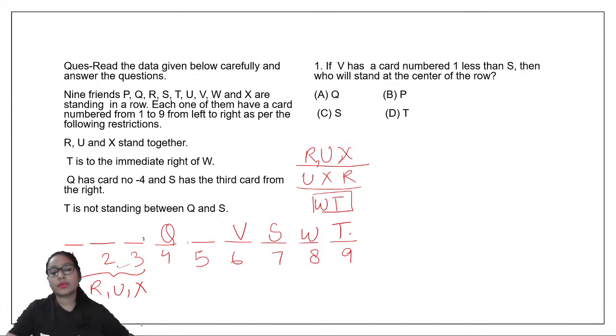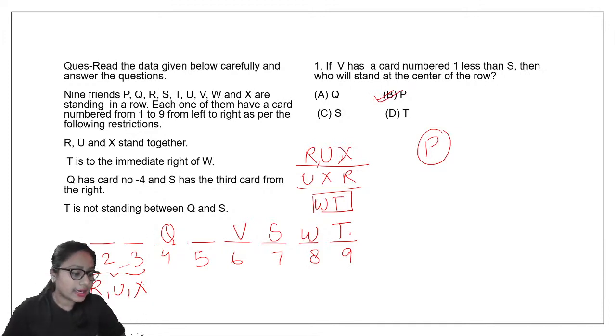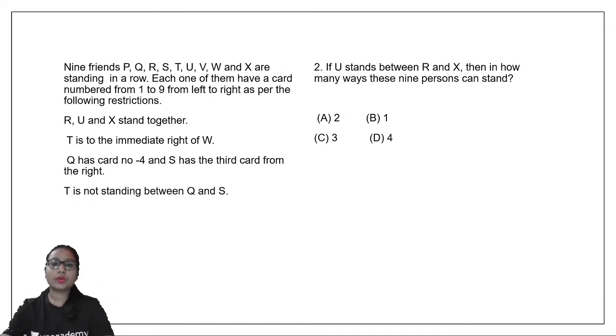R, U and X are at the 1, 2, 3 positions. Rest of them have also taken their positions. So which one person is remaining? Okay, it is P only. It means the answer to this question is P. That is option choice B. Okay, B is correct. Let's see another question. From here we have got some positions in the arrangement filled, so we'll be using these positions in the next question as well. Please read the question and try to answer it.